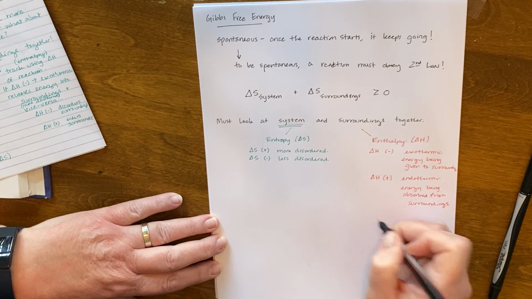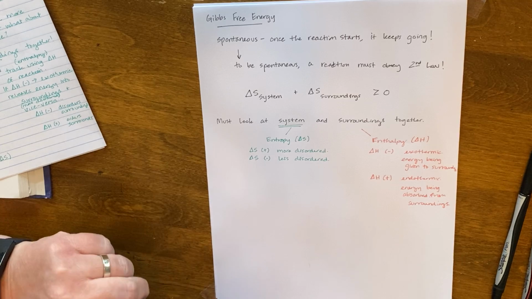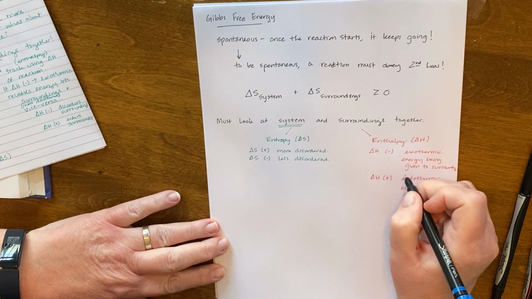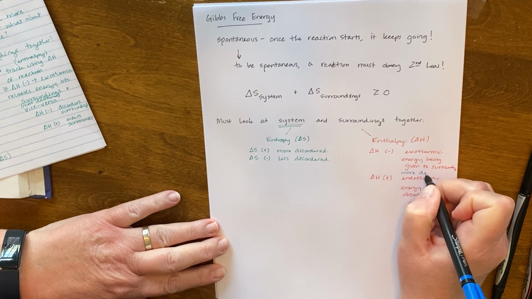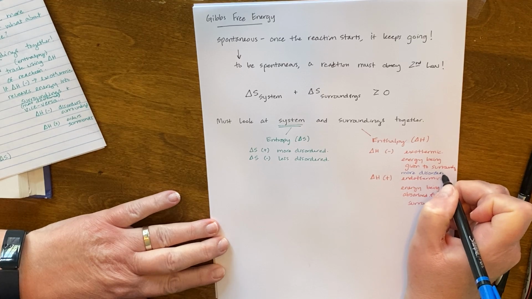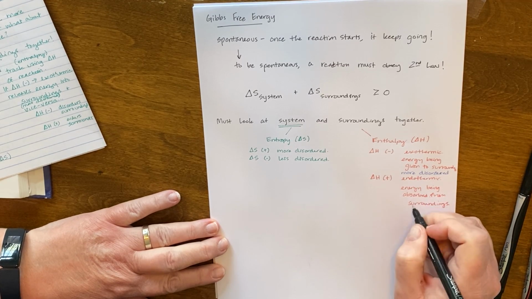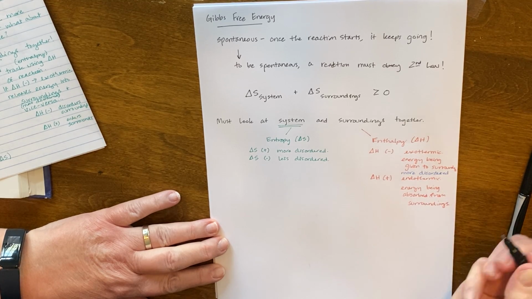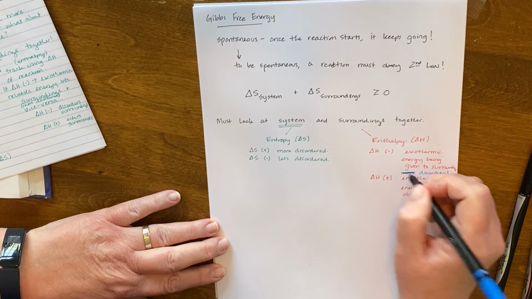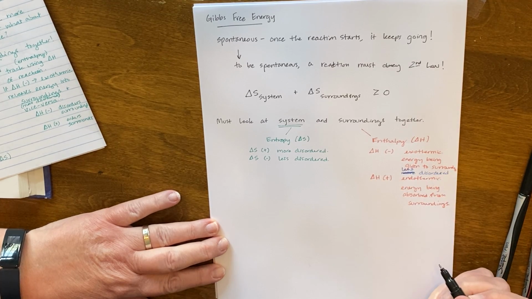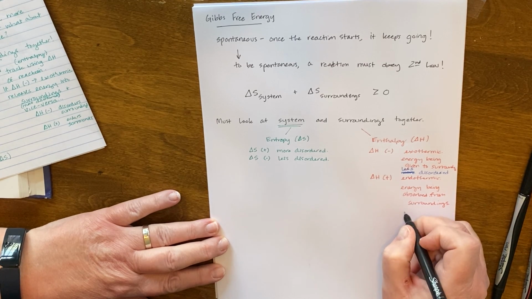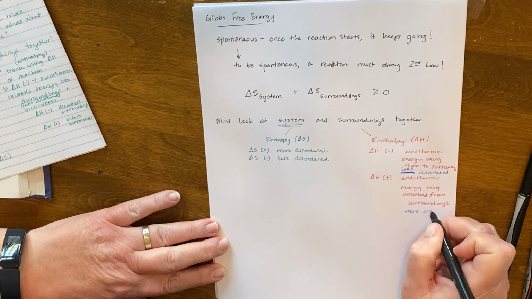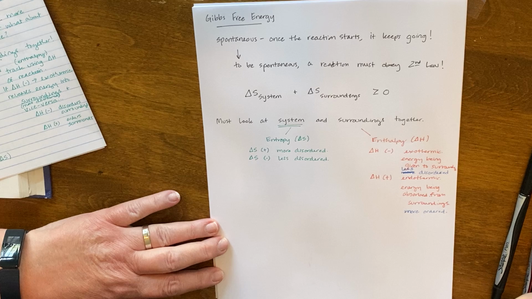Okay, so let's see, where do I want to put this? A negative delta H means that the surroundings are becoming more disordered. A positive delta H means energy is being taken away from the surroundings, so I have this wrong. Sorry. When we're giving energy to the surroundings, it's becoming less disordered. And here we're taking energy away from our surroundings, so our surroundings are becoming more ordered. Okay?